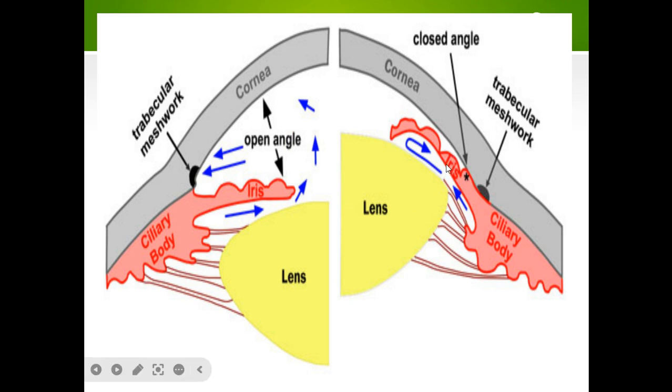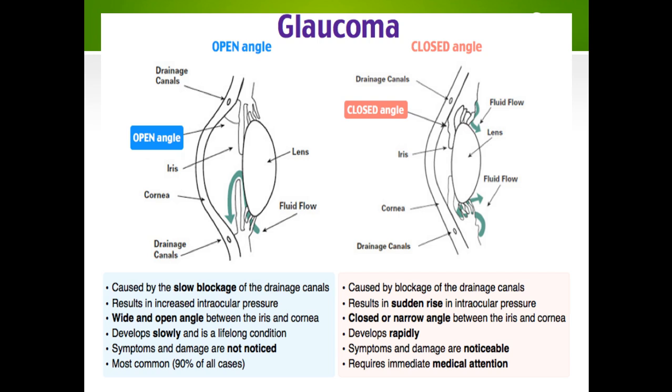But in primary closed angle glaucoma, you can see that the angle is closed. The suspensory ligaments get loosened, the lens is moving forward, and it leads to a closed angle between the peripheral iris and the cornea. So the angle is closed and it leads to lesser drainage of aqueous humor, that is, aqueous humor outflow is being blocked, and it leads to increased intraocular pressure, and it further leads to eye damage.